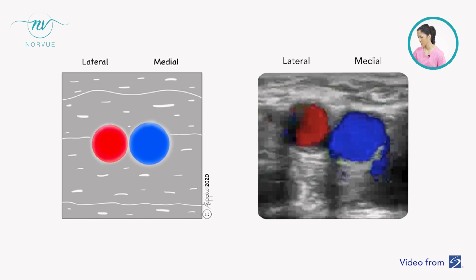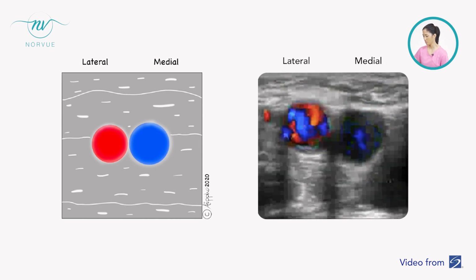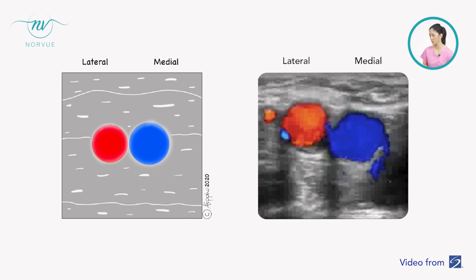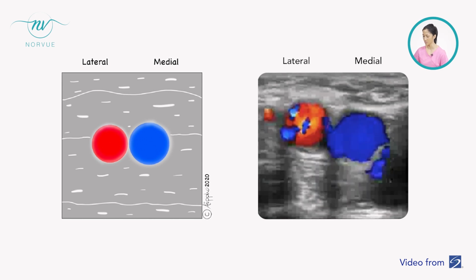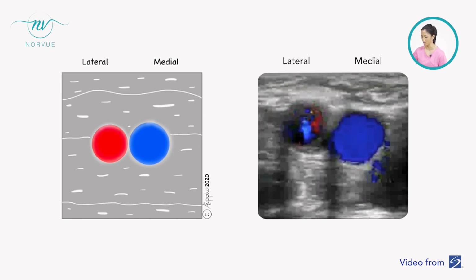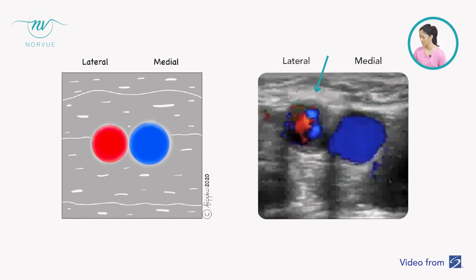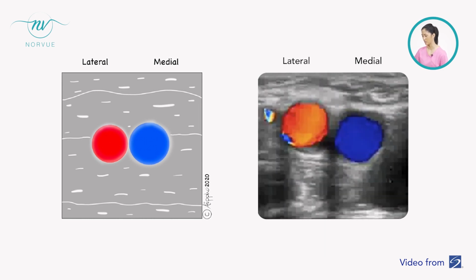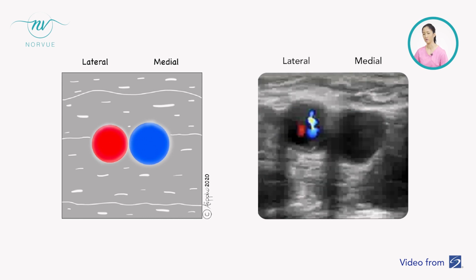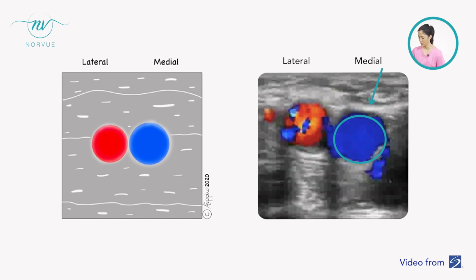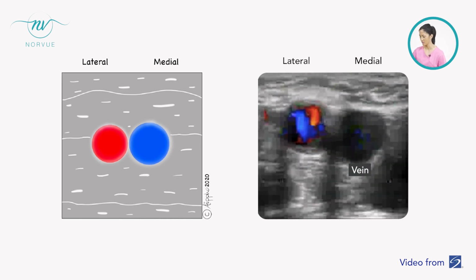So we can take a further look here. Now we'll just put a color Doppler over the blood vessels, and you see on the lateral part here, which is the artery, you can see this high velocity compared to the medial blood vessel, which has a really low velocity here. And this confirms that this is the vein and this is the artery.